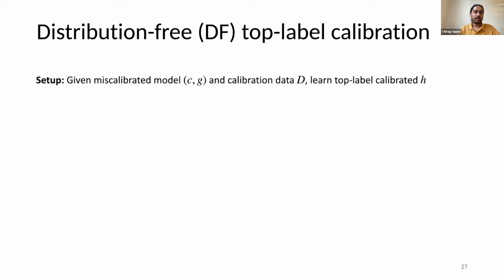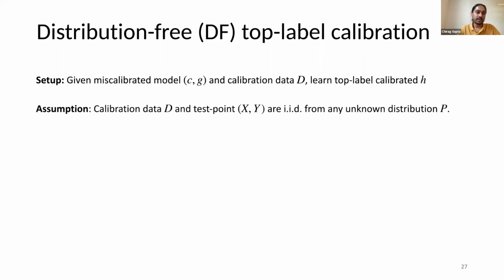So the setup is you are given a miscalibrated model G and some calibration data D, and you want to learn a top label calibrated function H. So you want to go from G to H. The assumption, as I mentioned earlier, is that your calibration data D and test point are IID. This is crucial to our result and also to the way we think about this work.